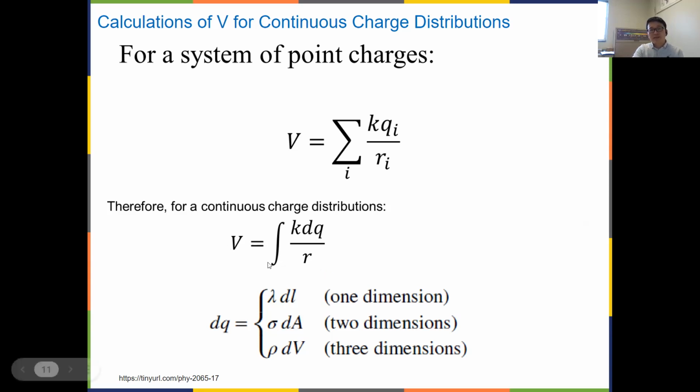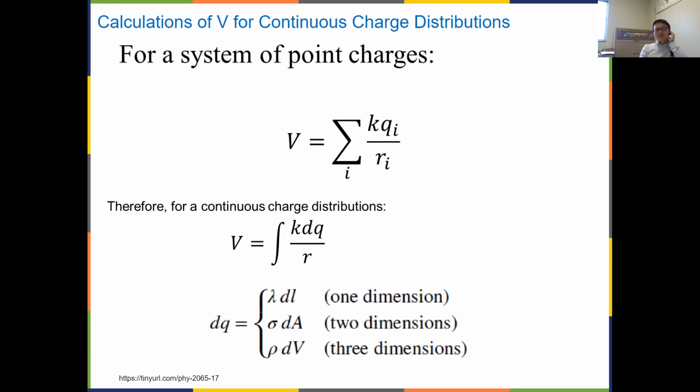So this is the universal general equation you are going to use to calculate the electric potential by a continuous charge distribution, which is similar to what we did for the electric field calculation, where that is kQ over r squared with the direction. But in this case, electric potential is a scalar, so there's no direction.